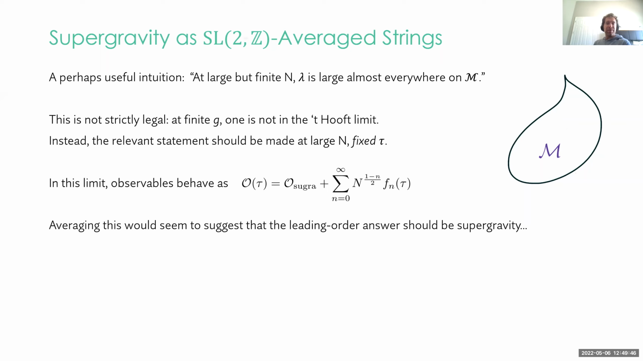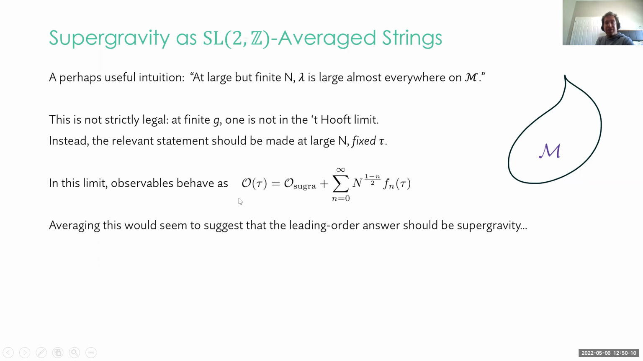So instead, the relevant statement should be made at large n and fixed tau. And in this limit, observables take the following expansion. There's the order n squared piece, the supergravity piece, with no dependence on tau, followed by terms that are suppressed by 1 over n, each of which comes with an SL2Z invariant function of tau. For example, this might be the E 3/2 Eisenstein series, if you're familiar with this kind of expansion.